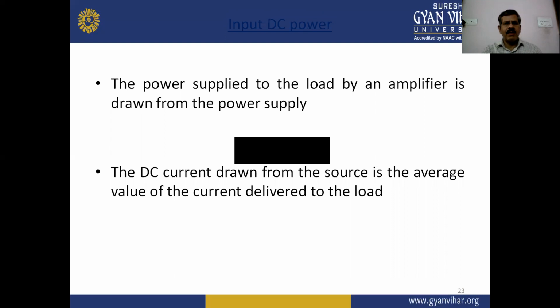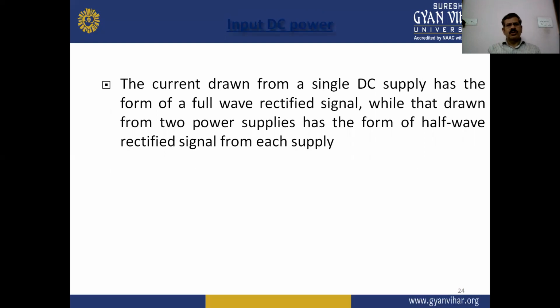The power supplied to the load by an amplifier is drawn from the power supply. The DC current drawn from the source is the average value of the current delivered to the load. So the current drawn from a single DC supply has the form of a full wave rectified signal, while that drawn from two power supplies has the form of a half wave rectified signal from each supply.